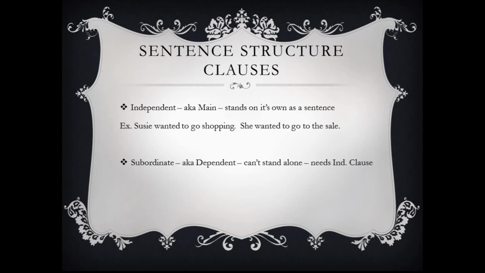The second type of clause is a subordinate clause, also known as a dependent clause. Dependent meaning that it can't stand alone, it needs an independent clause. Also note, a subordinate clause cannot be attached to just another subordinate clause. It needs an independent clause somewhere on its own. So an example of a subordinate clause: since Sam is very dirty.